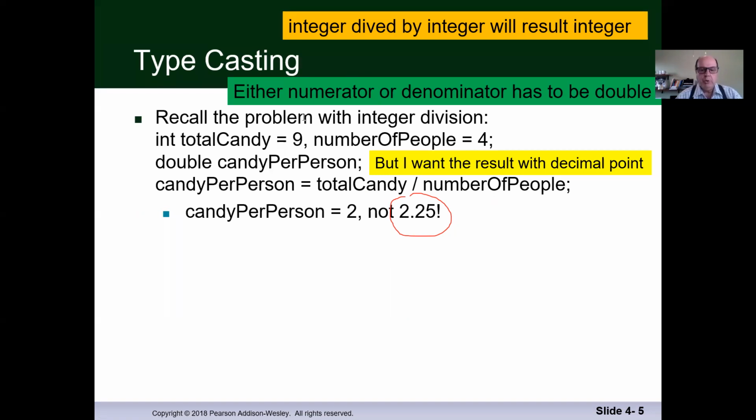I am going to multiply, let's say this one by 1.0. So if I multiply this one by 1.0, what's going to happen? I'm going to take the number of people, which is integer. I'm going to multiply by 1.0 because 1.0 is double. Then it's going to change this one to double. So my number 4 becomes 4.0. Now we're going to do the total candy 9 divided by 4.0.